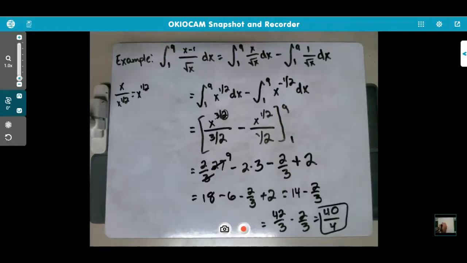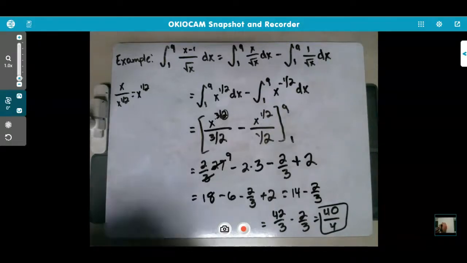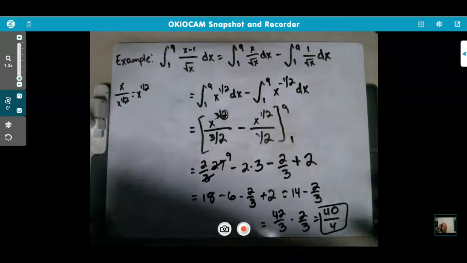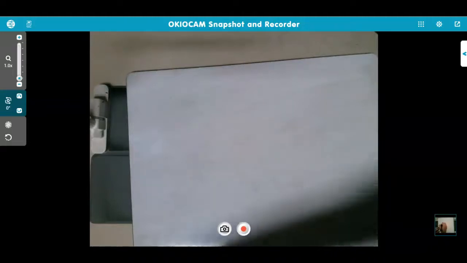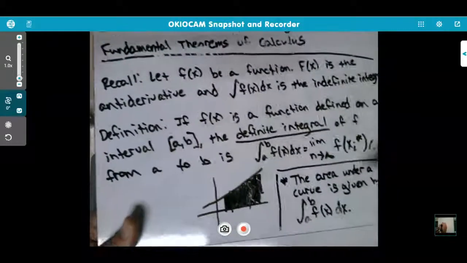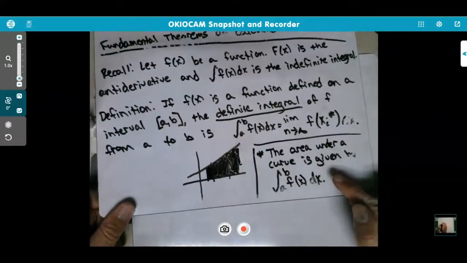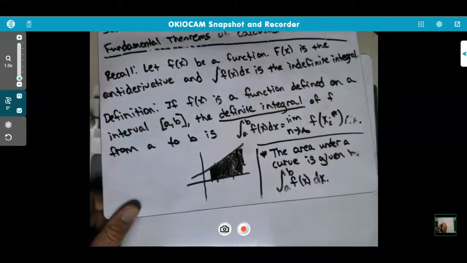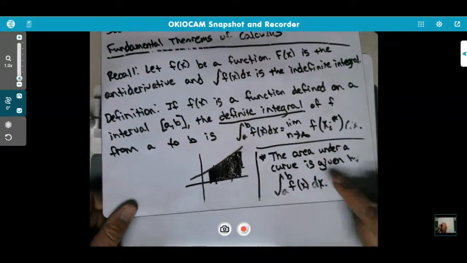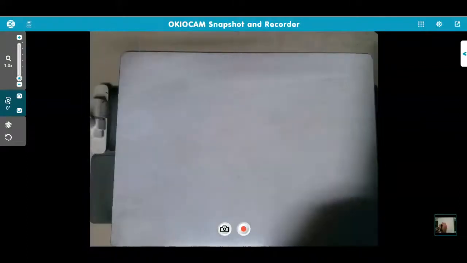So one more time, all I'm trying to do here is find the antiderivative and then plug in my bounds. Now where this is really helpful is based on something I wrote down at the very start of class. Let me see if I can pull that back up. And that is that the area under a curve is just the integral from a to b of f of x. So knowing this fact right here is going to help us out a lot.